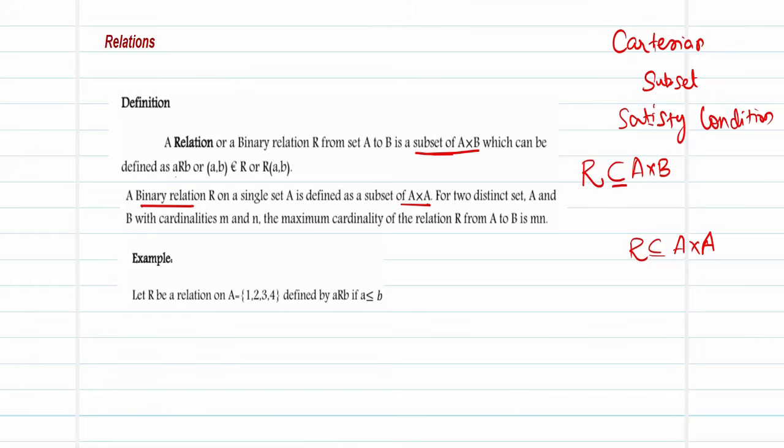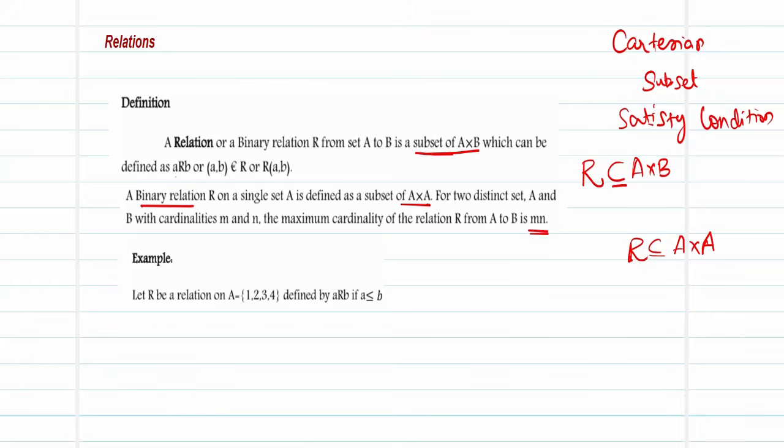And the cardinality, if they are going to be m and n for two distinct sets, then the maximum cardinality of the relation from A to B is going to be mn. So this can be an MCQ kind of question. What is the maximum number of possible combinations I can take from this? The maximum number of elements in your relation will be m into n.